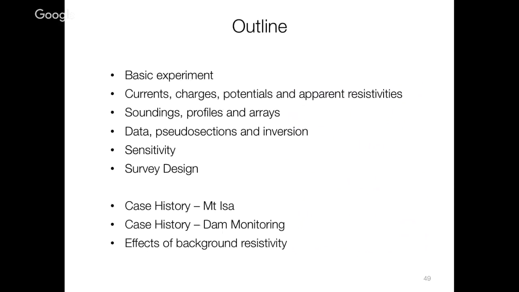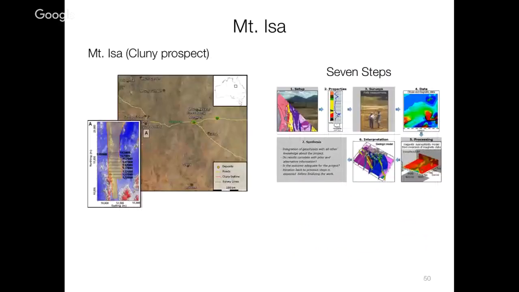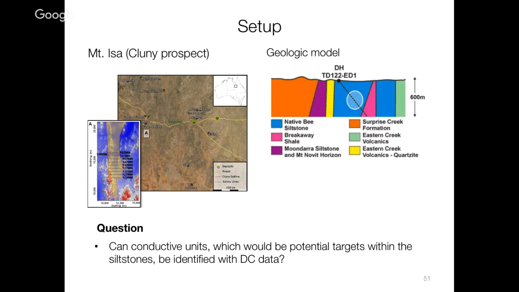So I want to do a quick case history. This is an area in Australia. It's a mineral deposit. So here's Australia. You can't see it very well on this map, but it's sitting up in the north. We're going to parse it out into these 7 steps, see where we go. So here's the setup.